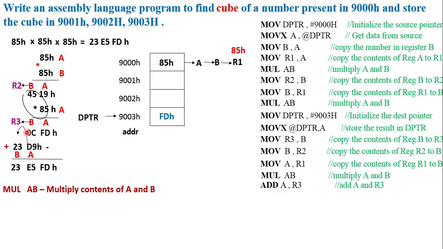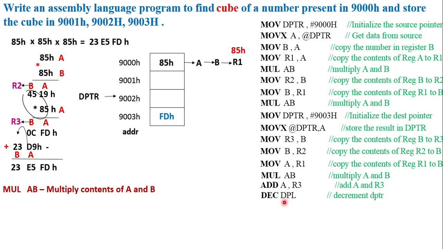After we have added this, the result E5 is now in the accumulator and this needs to be stored at 9002. So DPTR which is pointing at 9003 should now move up to 9002. That is, it should decrement. We don't have a decrement DPTR instruction in 8051. Instead, we have decrement DPL. So we write DEC DPL. That is, the lower byte of DPTR is decremented.